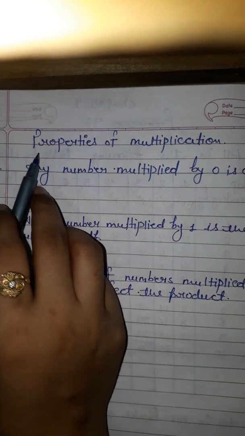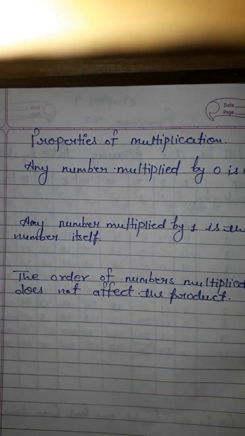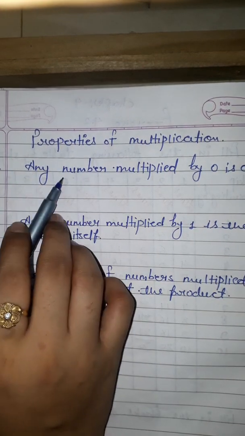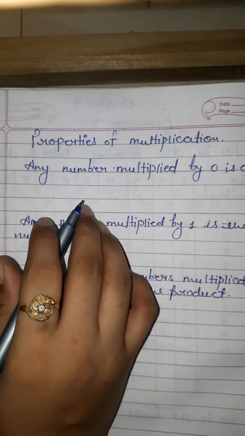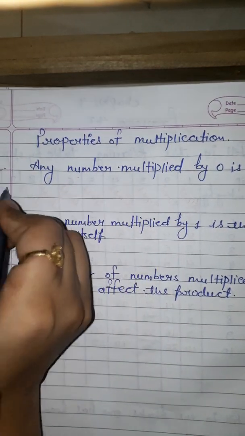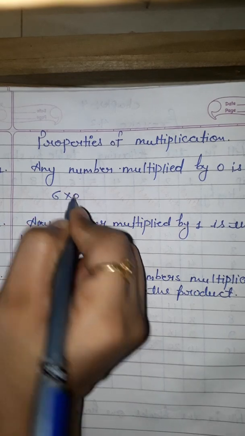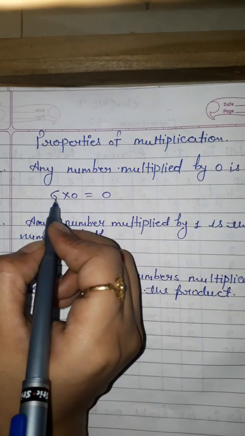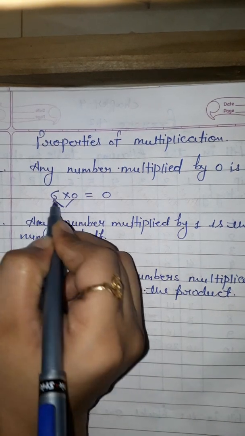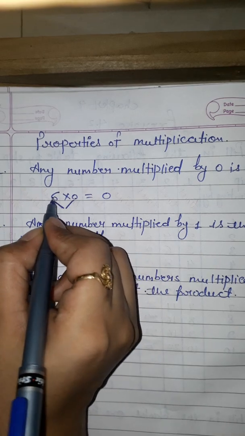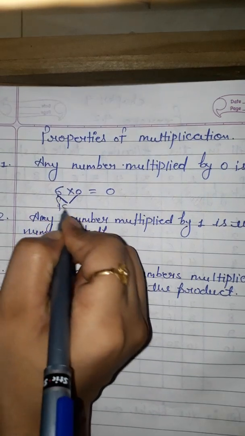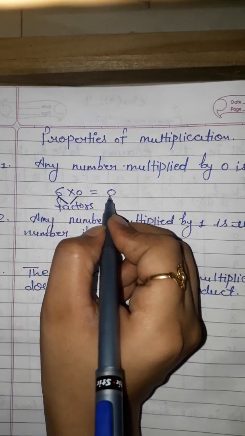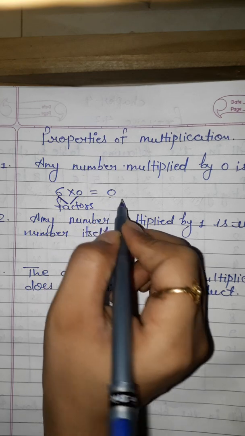Now I will tell you some important properties of multiplication. You can see the first property of multiplication is written here: any number multiplied by 0 is 0. I can give you one example, like here I have multiplied 6 with 0. So in the answer we will get 0. Now one more thing I want to tell you: the numbers which are multiplied, like in this case 6 and 0, are called factors, and the answer we get after multiplication, like here 0, is called the product.